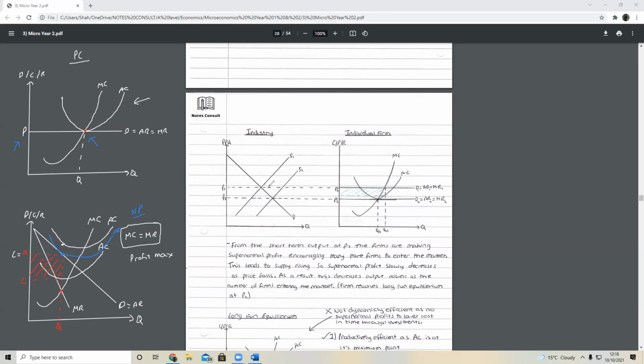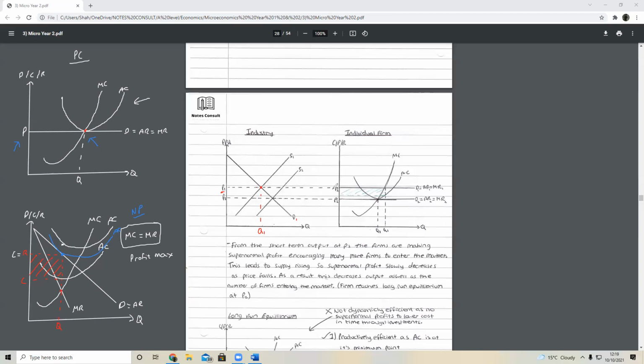In the short run, we have our S1 and D1, and we're at price P1. Forget S2 for now. We're at S1, D1, where we have equilibrium, P1, and we can have Q1 here, it doesn't really matter. Now, if we put in an individual firm diagram, these diagrams that we have seen are individual firm diagrams, not of the industry. We're looking at one specific firm and what it's doing. In the industry, we have equilibrium where S1 is equal to D1.